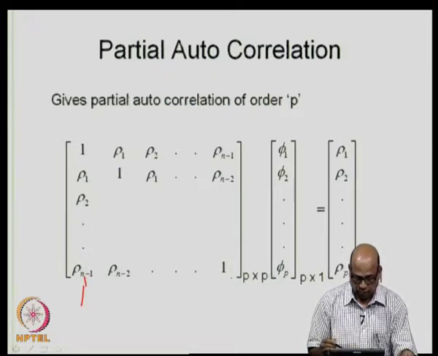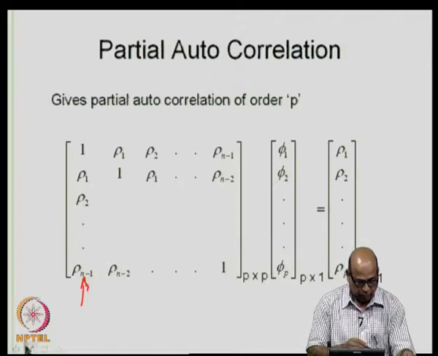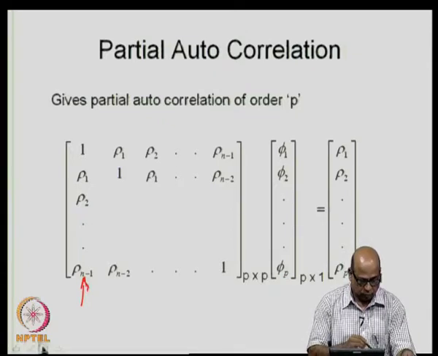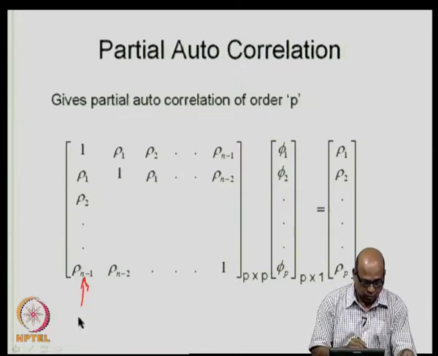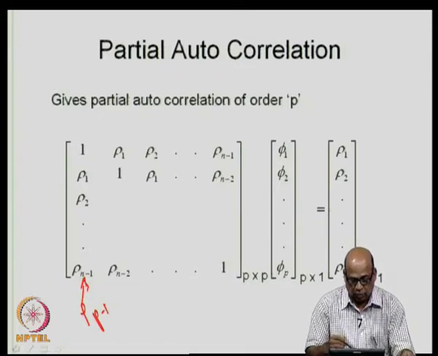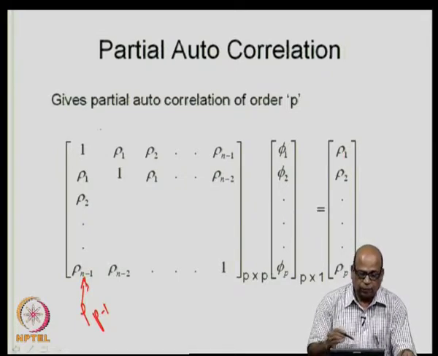This is p by p. So, similarly phi 1, phi 2 etcetera up to phi p. Okay. So, this is rho p minus 1, rho p minus 2 and rho 1. Similarly, phi 1, phi 2 etcetera phi p, and this will be equal to rho 1, rho 2 etcetera rho p. So, this is the pth order Yule-Walker equation.